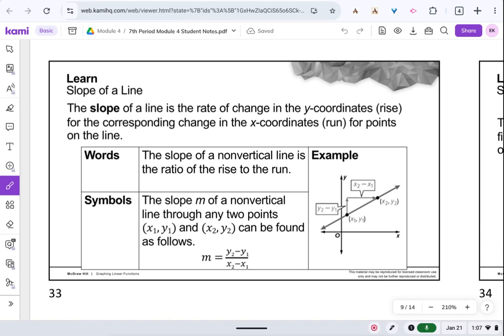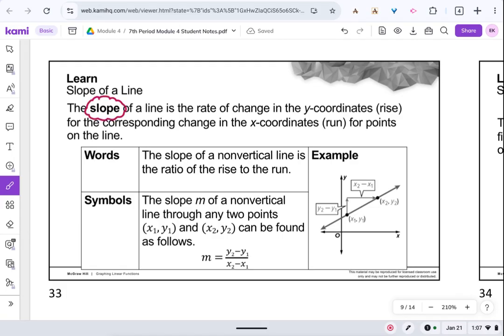Alrighty, for today's lesson, you're definitely going to want a calculator because we're going to be doing some calculations that require us to simplify in our calculators. So make sure you have one today, and also make sure you're using one on your practice. So what we're going to be doing today is working with slope.